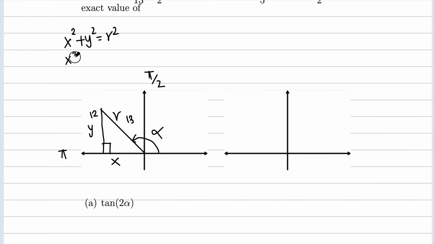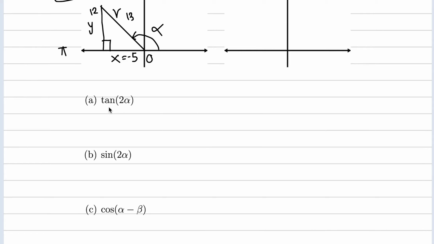X is unknown, y is 12 squared, 144, r is 13 squared, 169. Subtract 144 from both sides, 25, and x is plus or minus 5. But x is on the left side, look here. From the origin, when we move to the left, that is negative. So of plus or minus, we have to choose minus. So x is negative 5. Now we have all three sides, which means we can find any trig function of angle alpha.